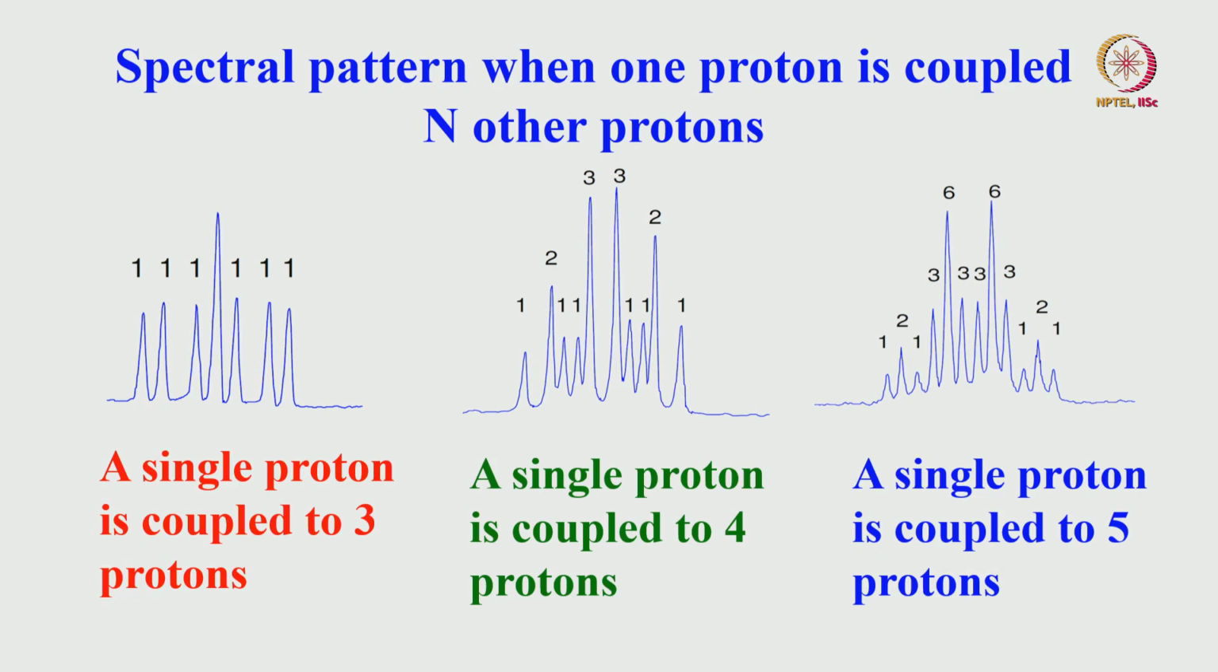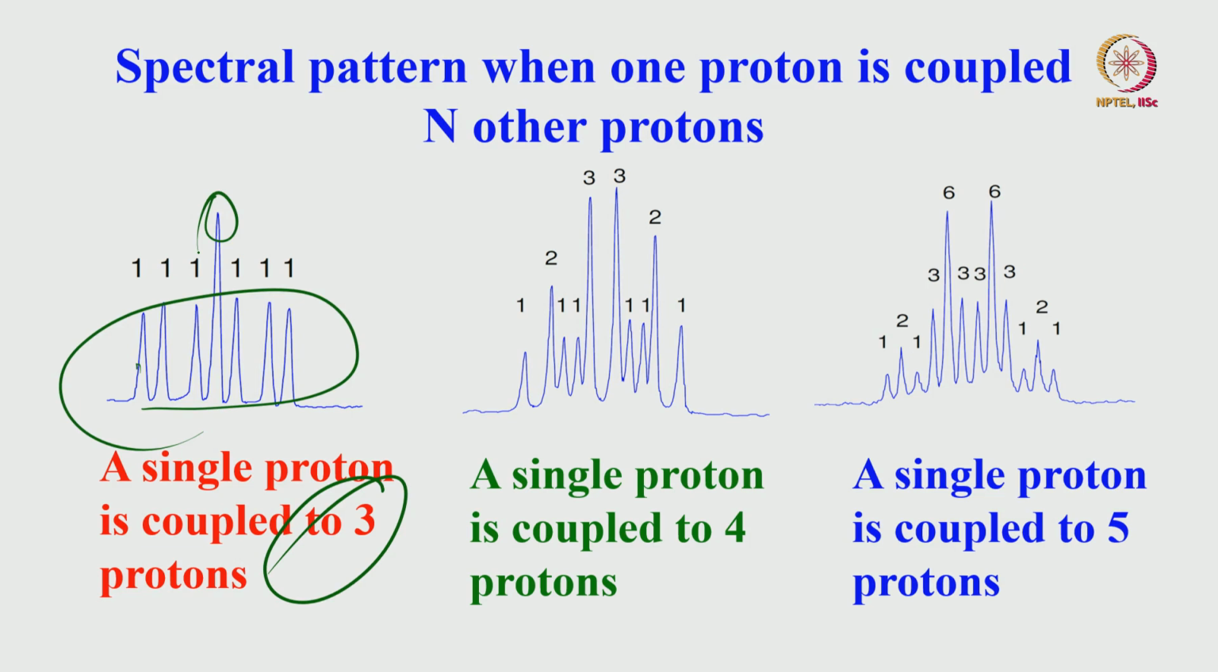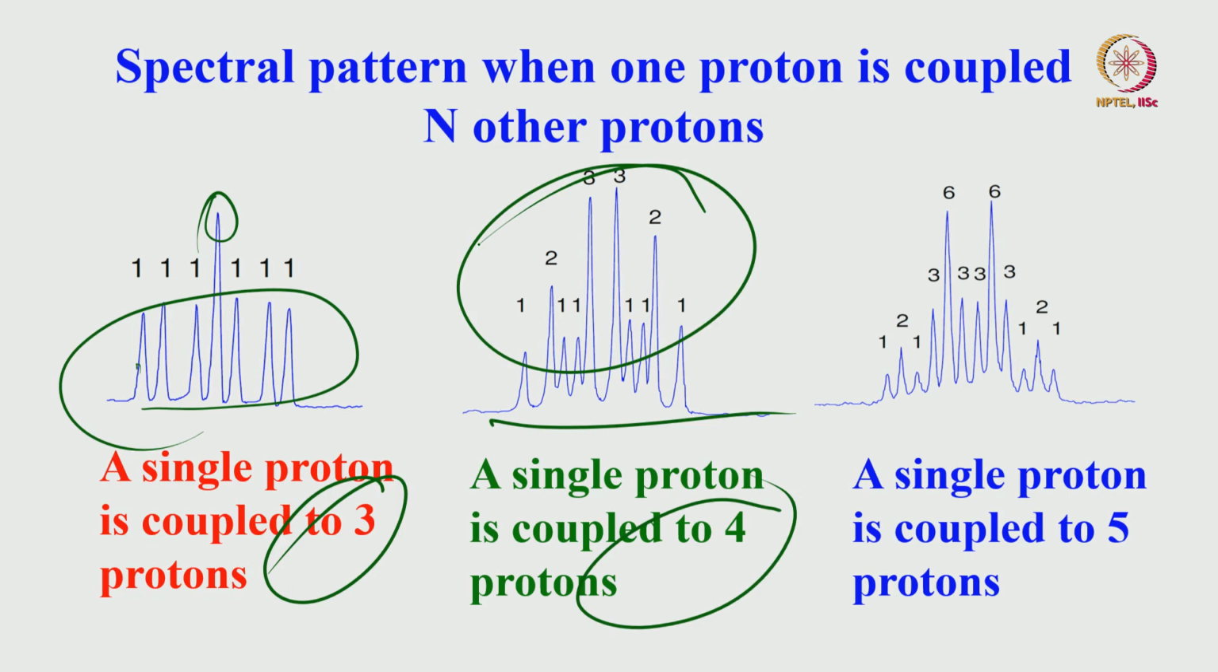For example, here one proton is coupled to 3 other protons. How many peaks should we expect? I told you, one proton is coupled to 3 other protons, 2 cube, 8 lines. You can count here, there are 8 lines; here 2 are overlapped, so it will be 8 lines. When one is coupled to 4 protons, it should be 16 peaks. See, some are overlapped, so we have written the intensity here, 1, 2, 1, 1, etc. Add up all the intensity, and you can count the number of peaks.